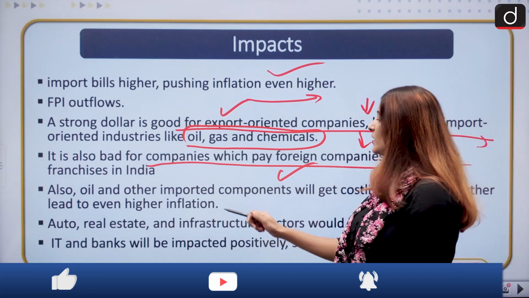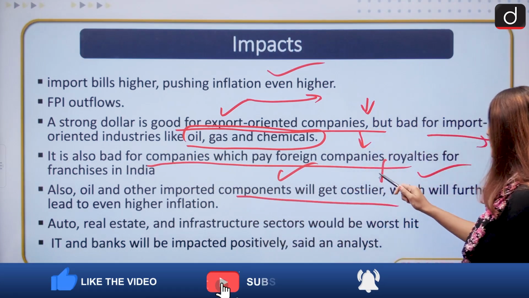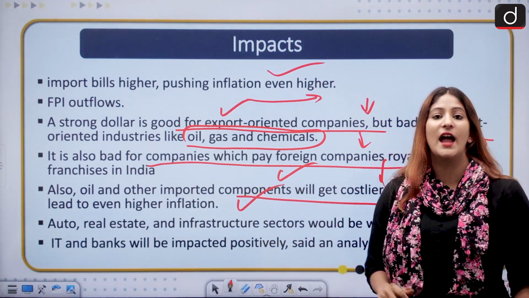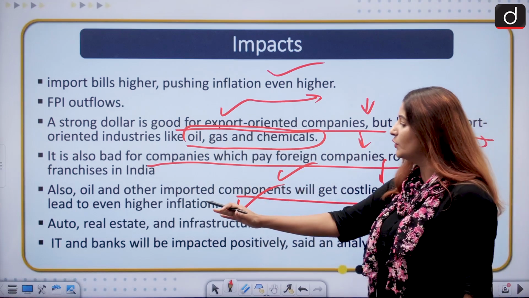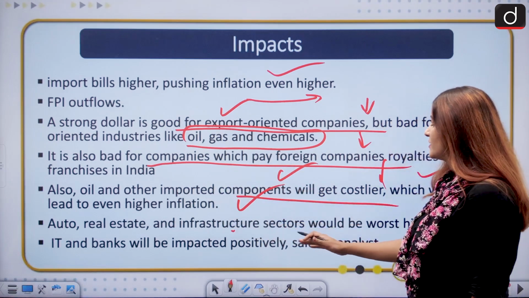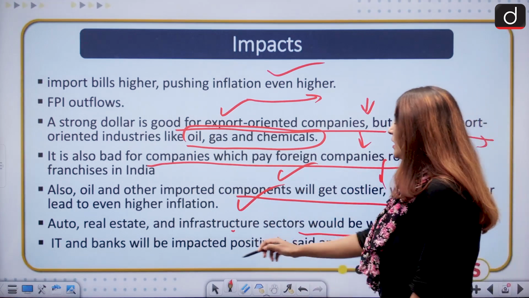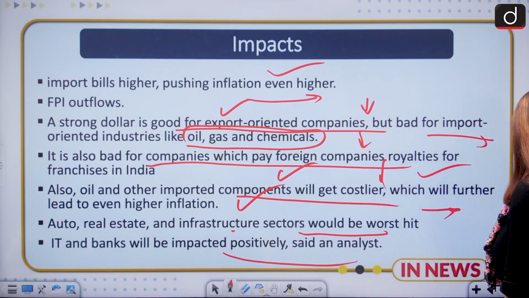Oil and other imported components will get costlier, which will further lead to even higher inflation, and it will have an ill impact on the auto, real estate and infrastructure sectors. They would be worst hit. ITs and banks will be impacted positively. This is according to an analyst.